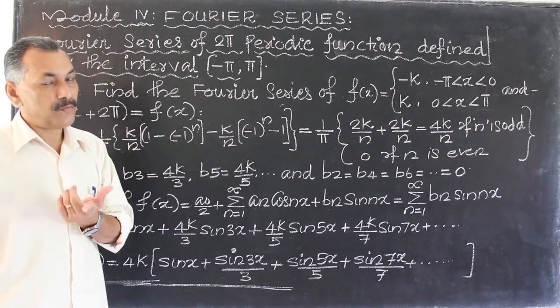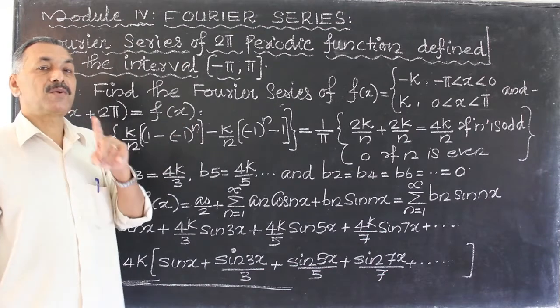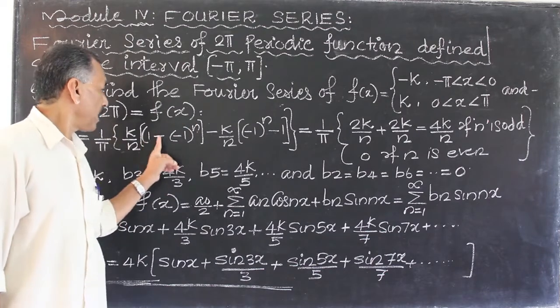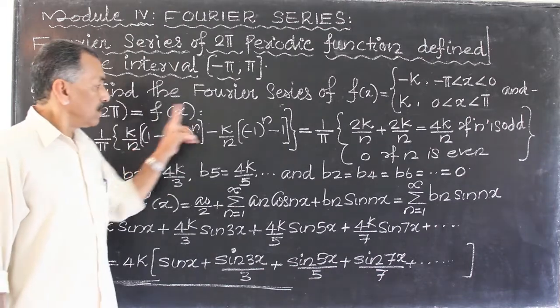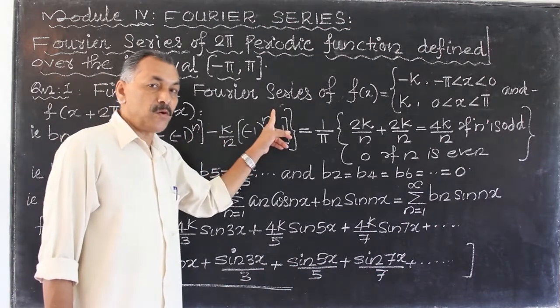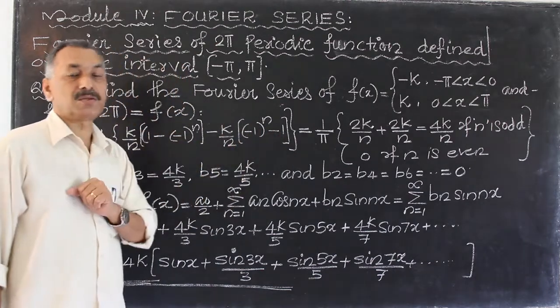Next, if n is equal to 4, what is minus 1 raised to 4? Minus 1 raised to 4 is equal to 1. Then 1 minus 1 means 0, and 0 into k by n is 0. Then what about this one? Minus 1 raised to 4, 1 minus 1 is equal to 0, and 0 into minus k by n is equal to 0.